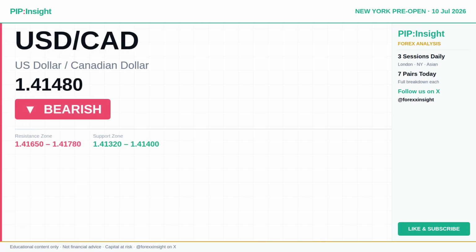Dollar Canada. The chart is showing bearish structure on this session. The 4-hour trend is to the downside. Resistance is marked between 1.4165 and 1.4178. Support is marked between 1.4132 and 1.414. Here is the full chart breakdown.